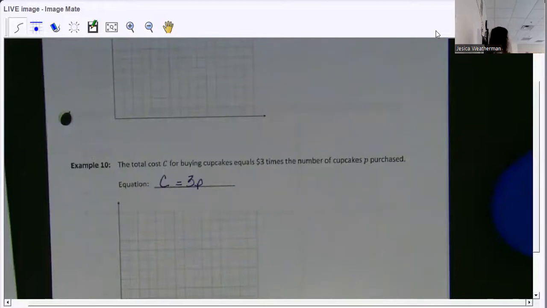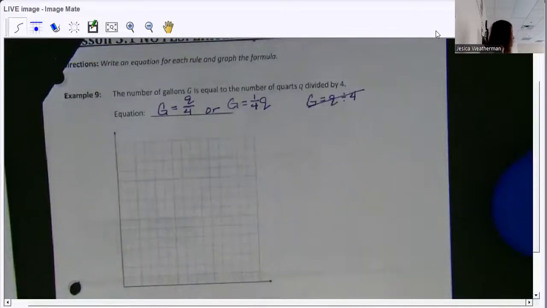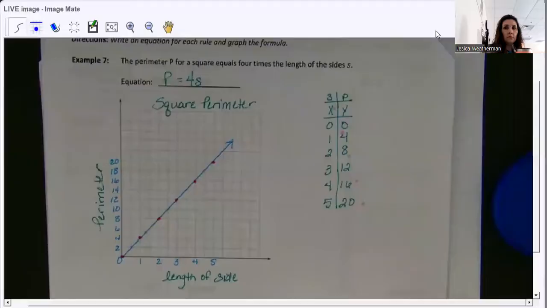This is what we're going to do now. I'm going to give you 3 minutes per graph to graph them, and then we're going to come back and check, and then we'll move on to lesson 3.2. Go ahead and set up your graphs or your tables or both and graph them.